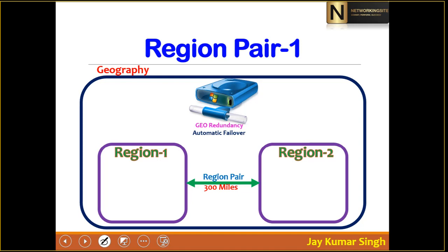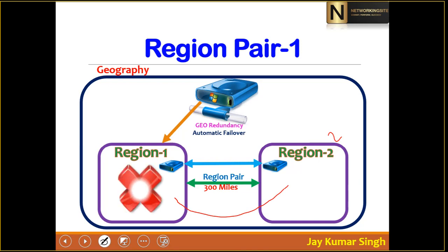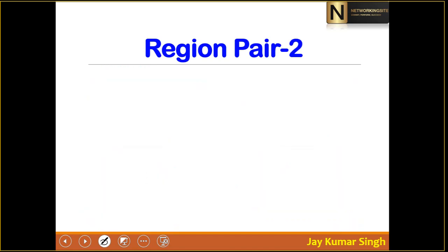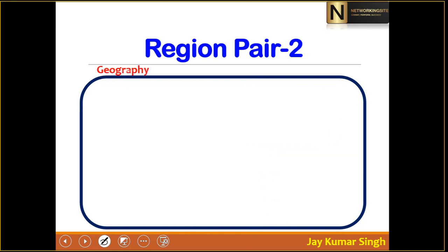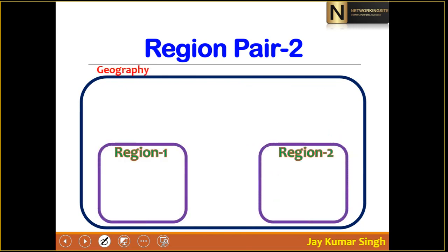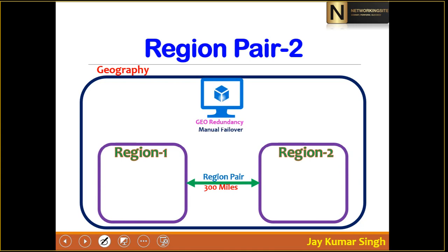If you create any storage, automatically it will come to region 1, and automatically region 1 will keep one backup in region 2. And if region 1 is down, no problem. Users can access from region 2. That is automatic. That's why I have written here, it's automatic failover. Now see the second condition: region 1 same, region 2 same, the pair is there. But here, manual failover, geo redundancy.